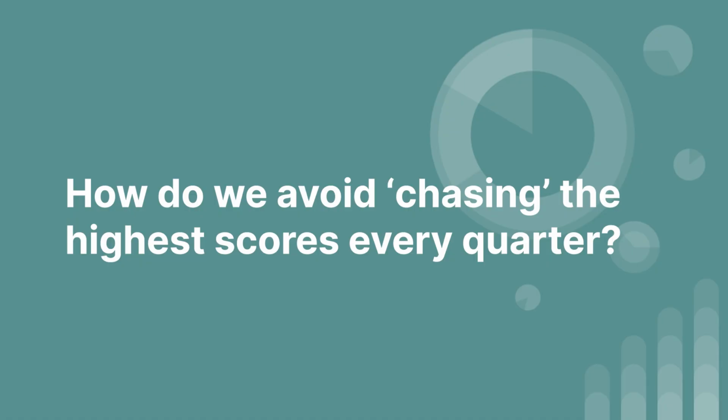How do we avoid chasing the highest scores every quarter? By anchoring outreach strategy to risk profiles, not just rank. The same beneficiary remaining high risk may indicate appropriate complexity, not failure. The more important signal is whether new beneficiaries are entering higher risk tiers.